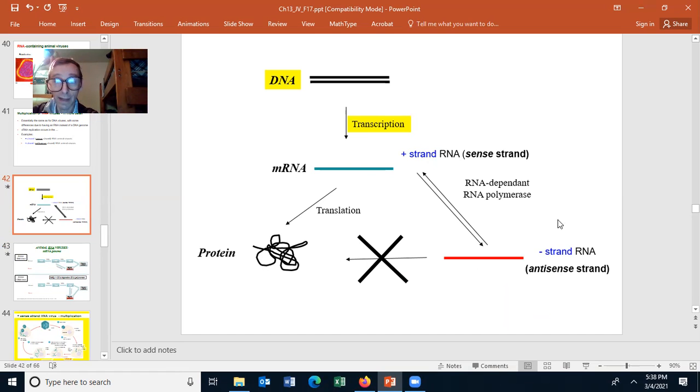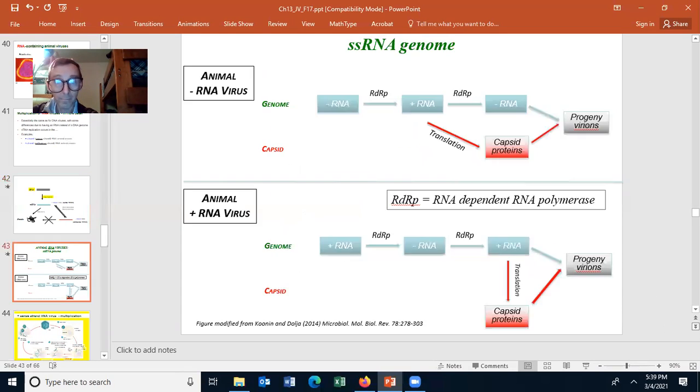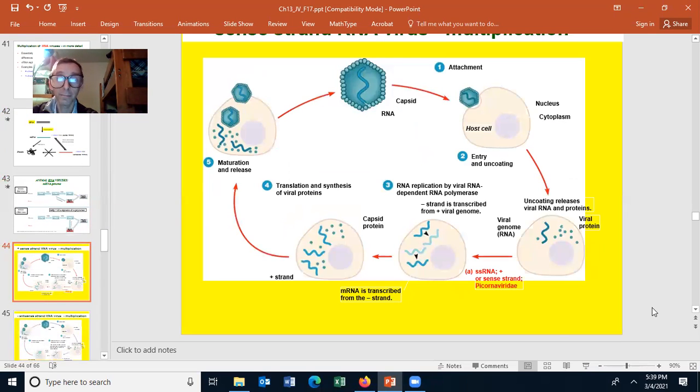And then the negative strand, single-strand RNA, for it to replicate, it makes the positive strand, single-strand RNA, and then uses this strand to make more of the genome, the negative single-strand RNA. And the negative strand RNA is never translated into protein. Only the positive strand RNA is translated into protein. All right, any question about that?